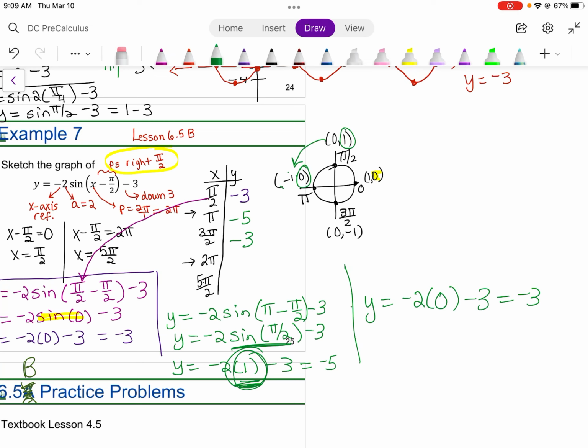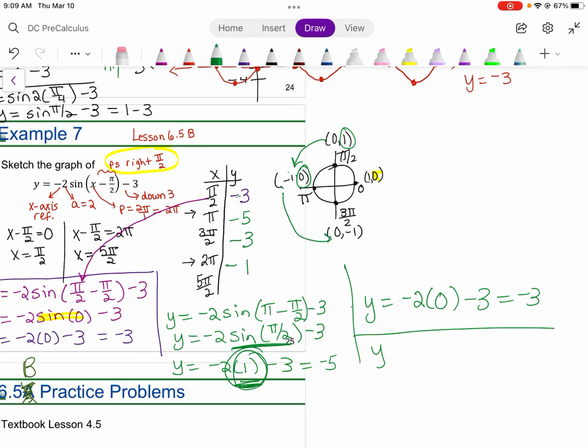Negative 3 is my midline again, so I should be toggling back and forth above and below negative 3. And that's what I'm seeing here. I started at negative 3. I went down 2 because that's my amplitude. I went back to negative 3. I should anticipate then that I should be going up from negative 3, and I should be going up 2 spaces. So I predict that this should be a negative 1.